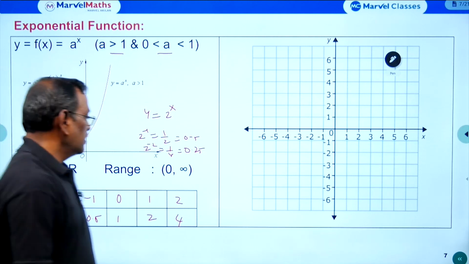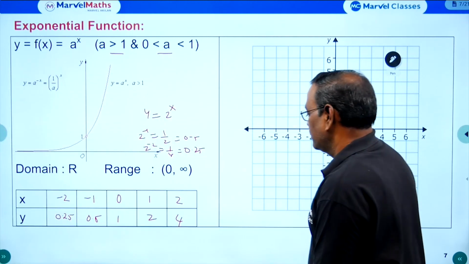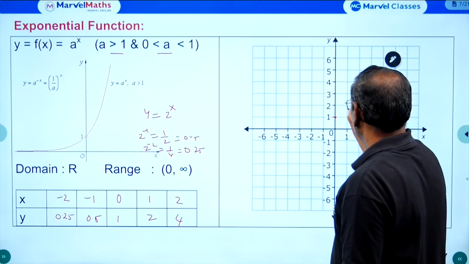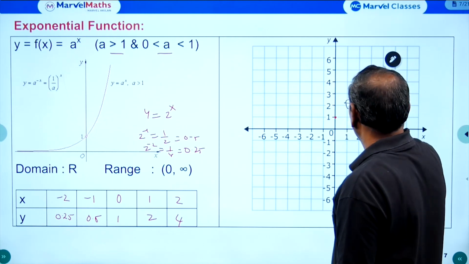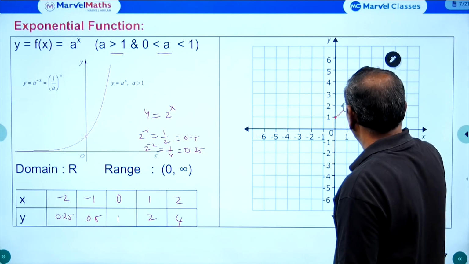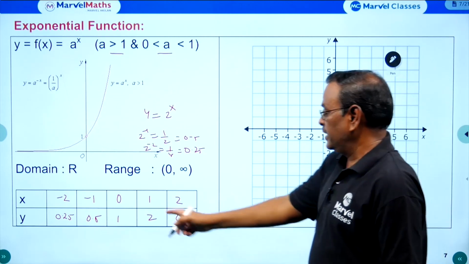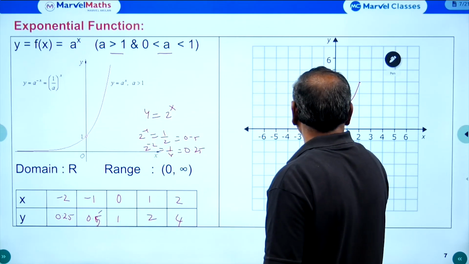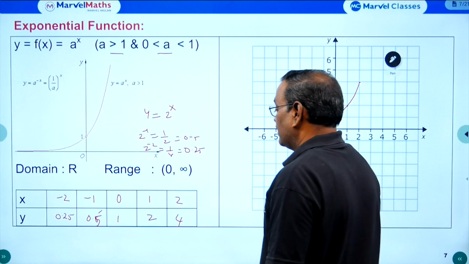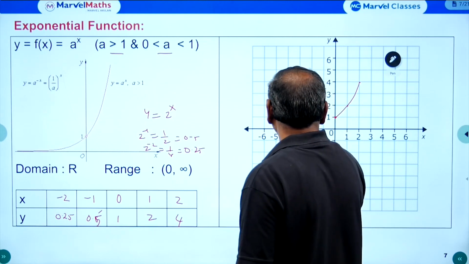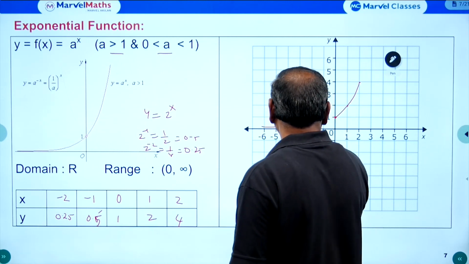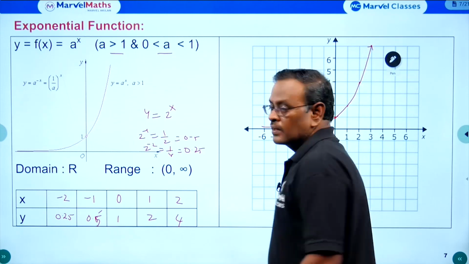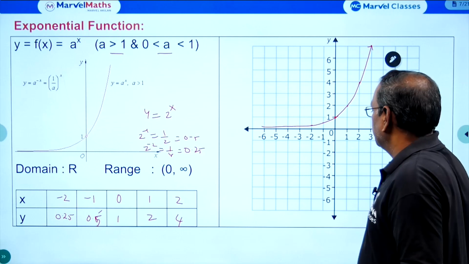I will explain this in detail. When x equal to 0, y equal to 1. When x equal to 1, y equal to 2. When x equal to 2, y equal to 4. When x equal to minus 1, y equal to 0.5. When x equal to minus 2, y equal to 0.25. So, it goes on increasing. So, this is the graph of the exponential function.